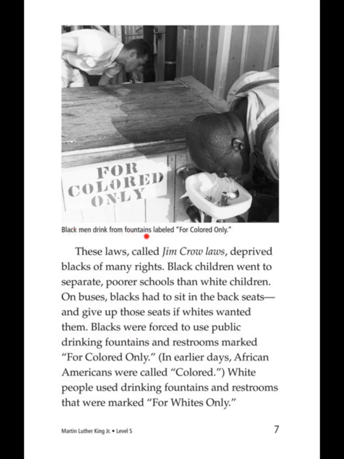Black men drink from fountains labeled "for colored only." These laws, called Jim Crow laws, deprived blacks of many rights. Black children went to separate, poorer schools than white children. On buses, blacks had to sit in the back seats and give up those seats if whites wanted them. Blacks were forced to use public drinking fountains and restrooms marked "for colored only." In earlier days, African Americans were called colored. White people used drinking fountains and restrooms that were marked "for whites only." And of course, these restrooms and fountains were better and cleaner.